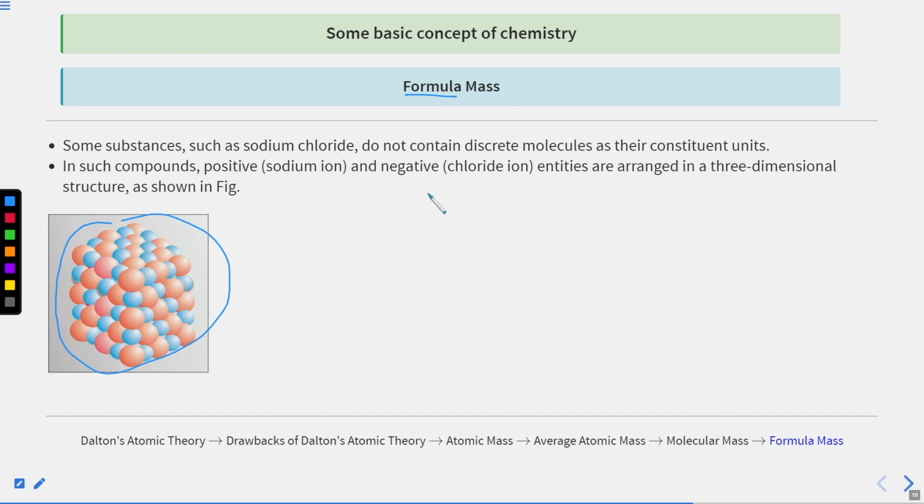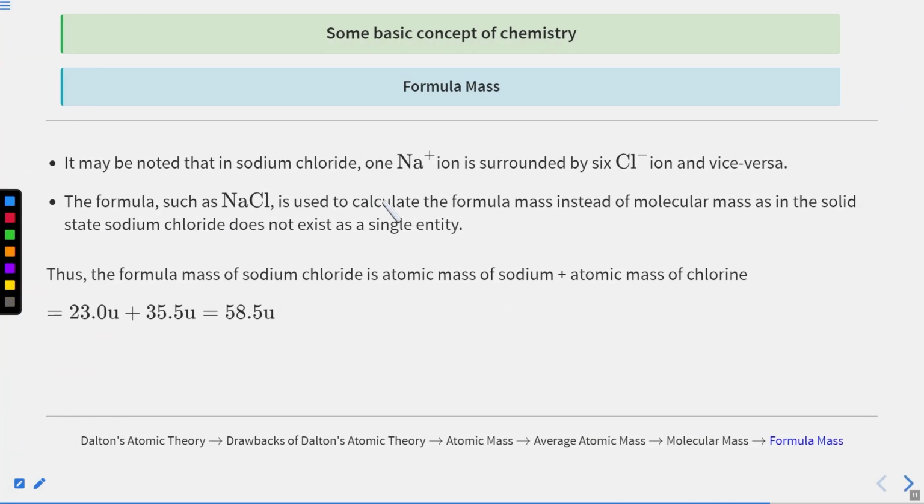If you want to calculate the formula mass for sodium chloride, how will I calculate? Very simple. Mass of sodium plus mass of chlorine, that would give us 58.5 U. It may be noted that in sodium chloride, in the structure being shown here, one Na plus ion is surrounded by 6 Cl minus. That is the coordination number of Na plus. We will talk about it in the solid state. Such a formula is used to calculate the formula mass instead of molecular mass in the case of solid state.